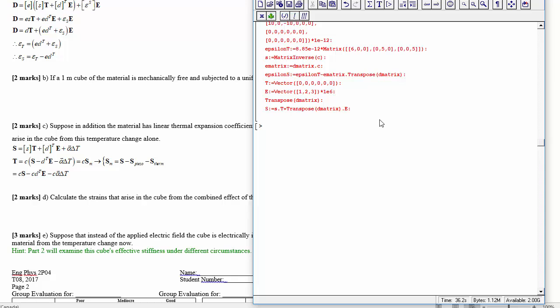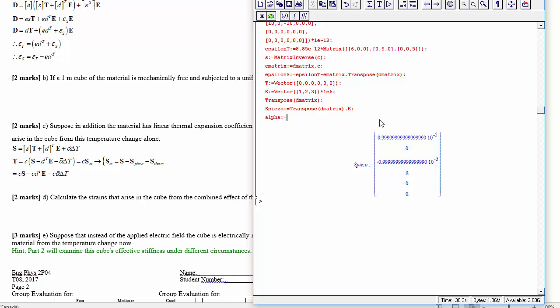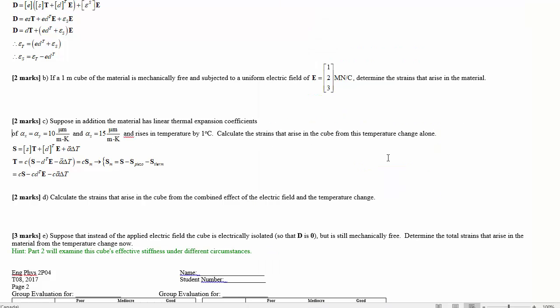Let's type down some stuff for visual people. Here's what we got. This was the piezo strain that we figured out last time. The stress was 0, so it's just equal to that D matrix times E, although that was the whole thing in the first setup. And now we've got the thermal expansion. Alpha is this stuff. Let's put that down there so we can see it.